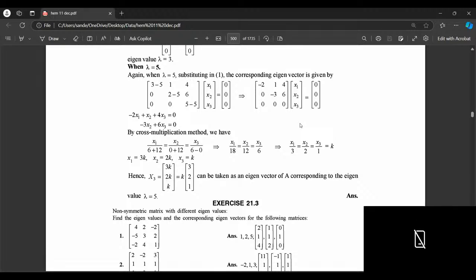So therefore, for this matrix with different roots, we have used Cramer's rule. We substituted each eigenvalue in that system of equations, and every time we get a different eigenvector here.